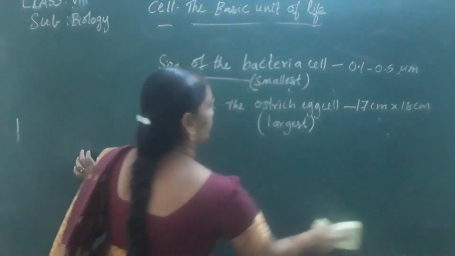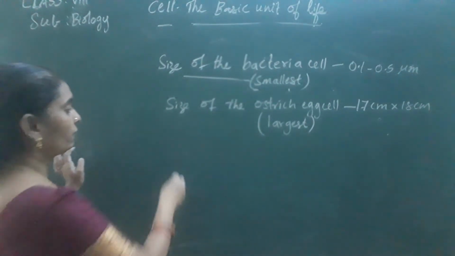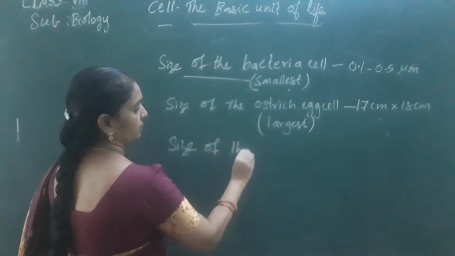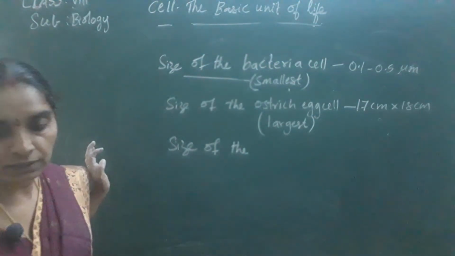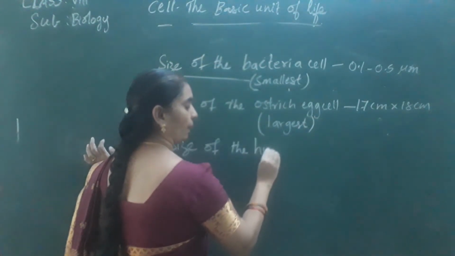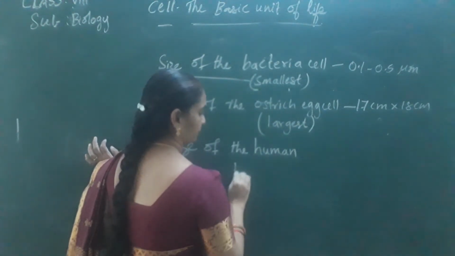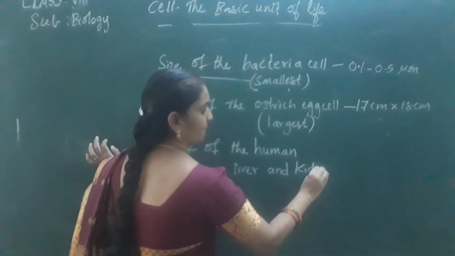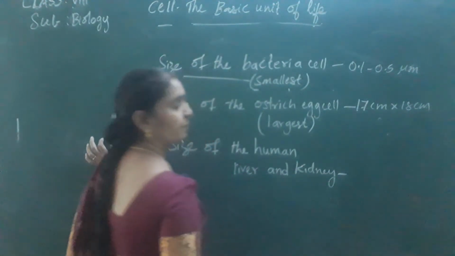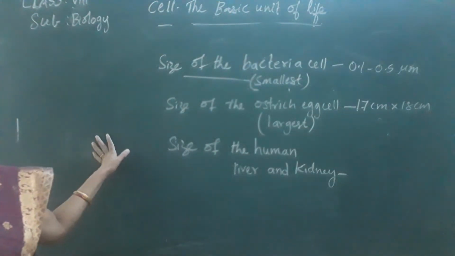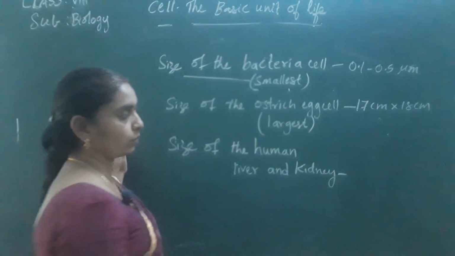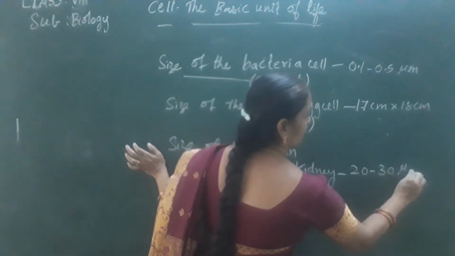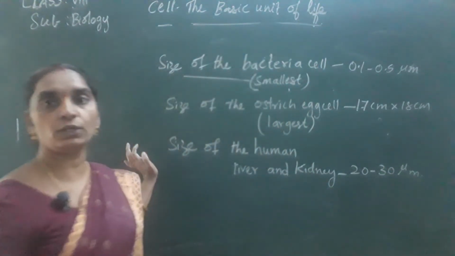Next, the size of human kidney or liver. Liver and kidney. Note it down, children. The cells present in the human liver and kidney range from 20 to 30 micrometers. Note down.